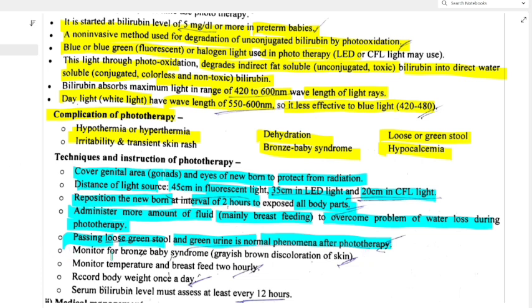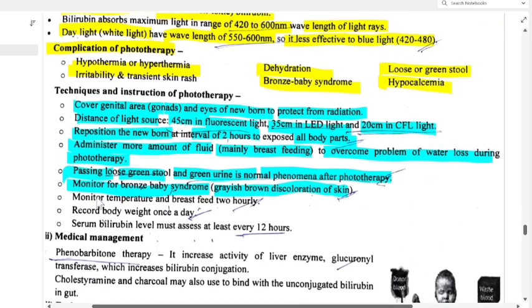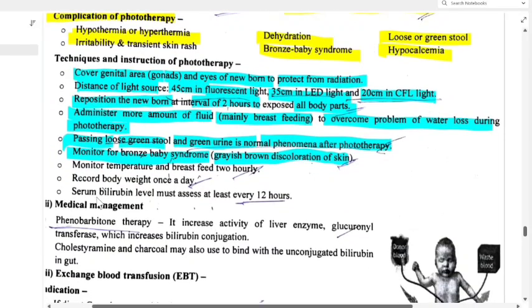Then monitor for bronze baby syndrome. What is that? That is grayish brown discoloration of the skin. We have to monitor for that. Then monitor temperature and breastfeed 2 hourly. We have to monitor the temperature because we have already studied the complications are hypothermia and hyperthermia. So both are harmful for the babies. We have to keep monitoring the temperature, and also feed the baby 2 hourly.